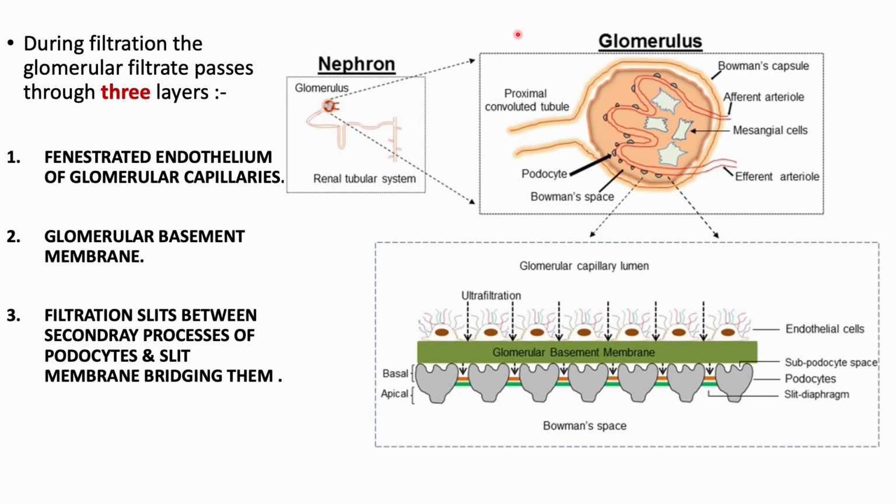Now during filtration, what happens? The glomerular filtrate passes through three layers. Here we can see the endothelial lining of the glomerular capillaries. Then we have the glomerular basement membrane, and then the filtration slits between the secondary processes of the podocytes and the slit membrane bridging them.